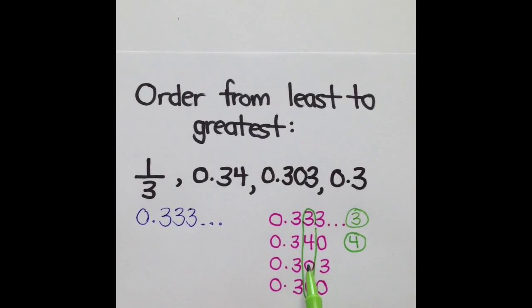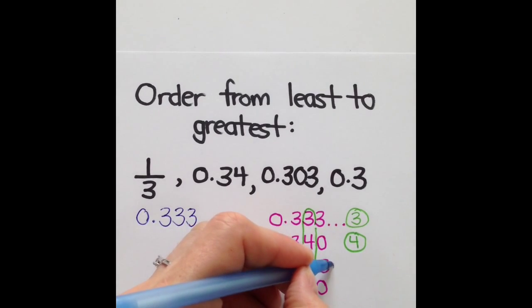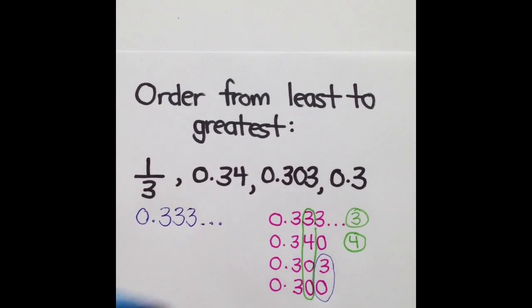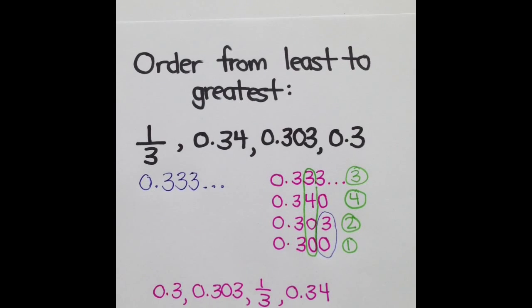I'm not able to tell which of these numbers are bigger based on the hundredths place value, so now I'll move to the thousandths place for these last two numbers to decide which is larger. I have a 3 and a 0 in the thousandths place. So this is the smallest number in the list, and then this is the second smallest number in the list.